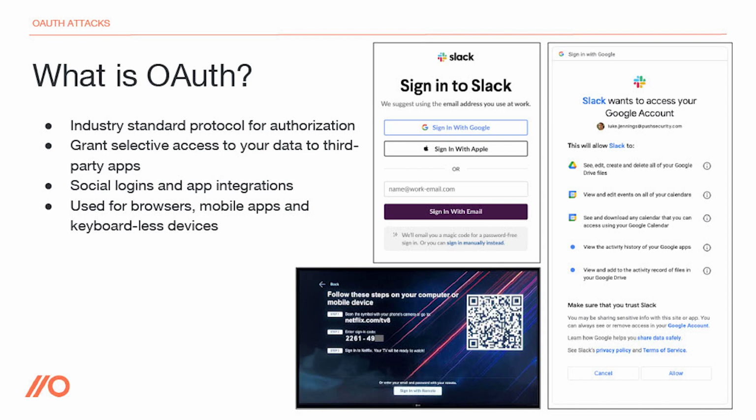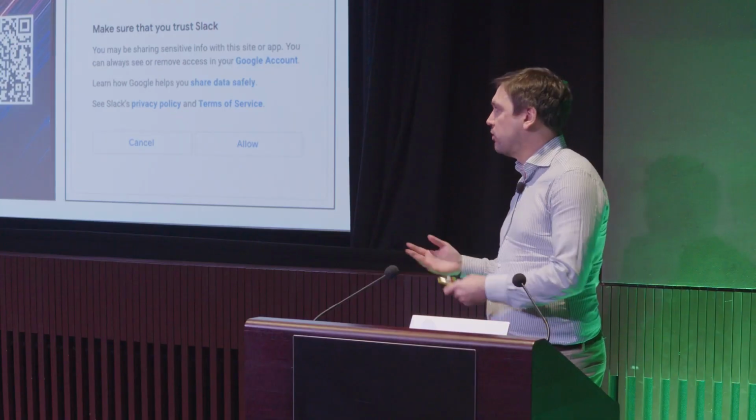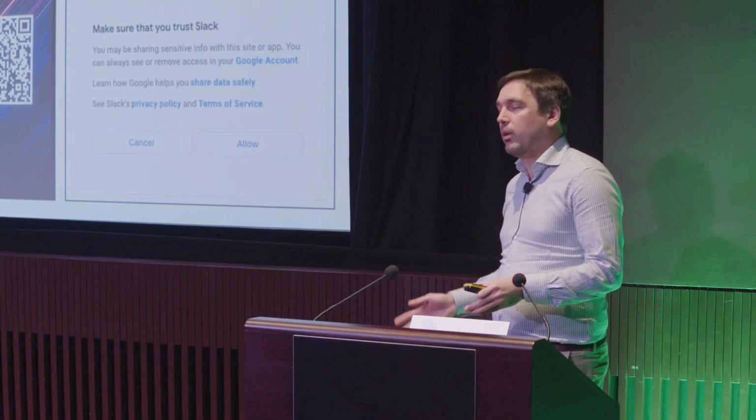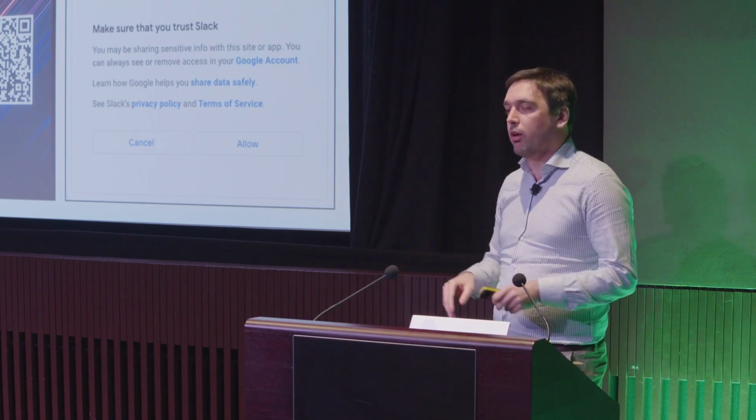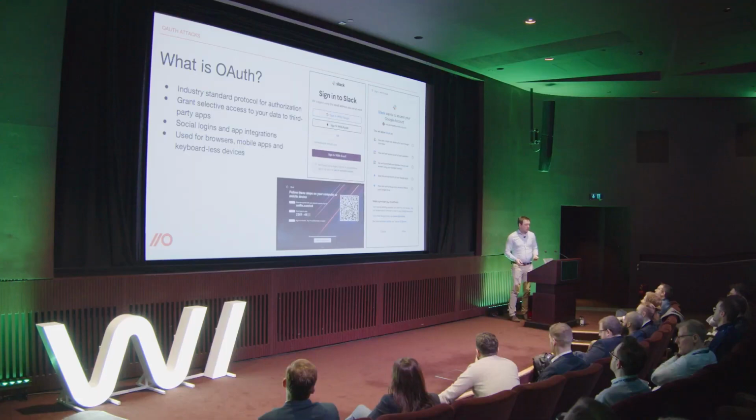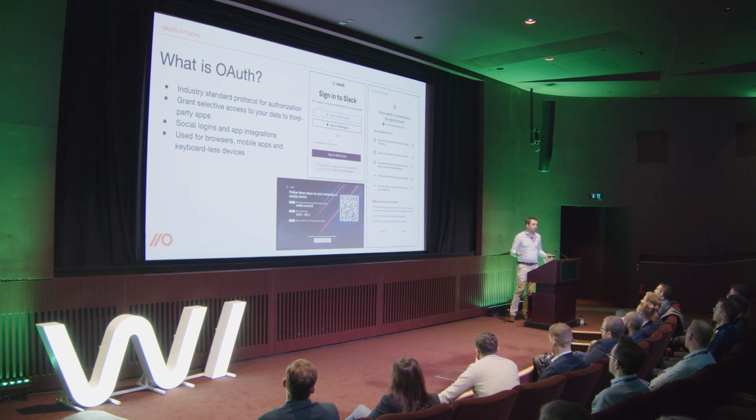Even things like smart TVs or other limited devices, where you don't have keyboards, there's different flows using OAuth to make it easier to grant access to things, where rather than have to type in a long password on something that doesn't have a keyboard, you can basically delegate that to another device and enter a code on your phone and approve it and authorize it. That's OAuth as well. It underpins quite a lot of things.